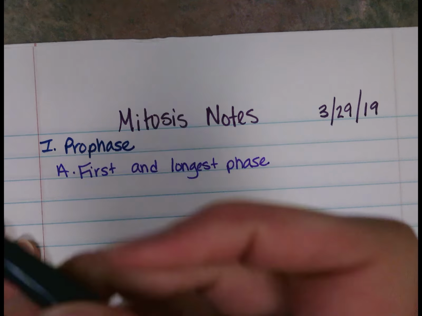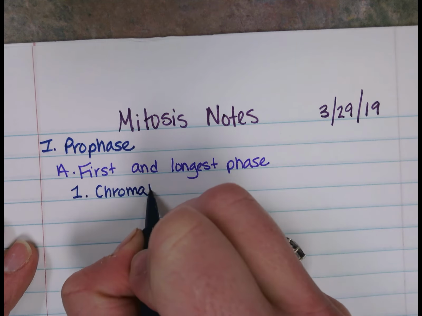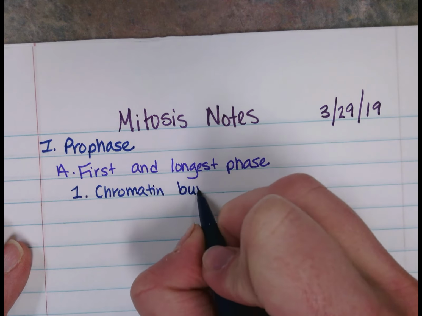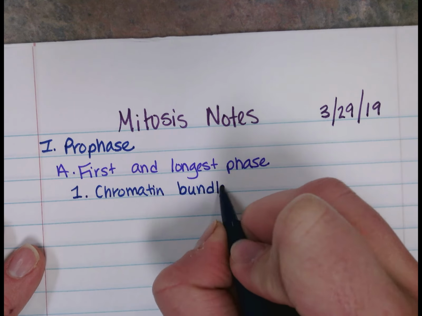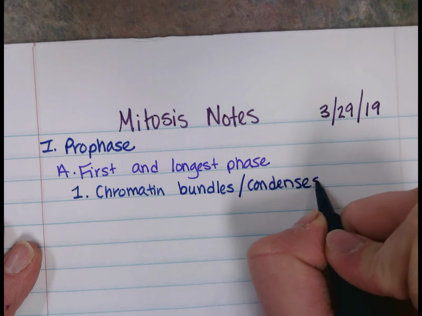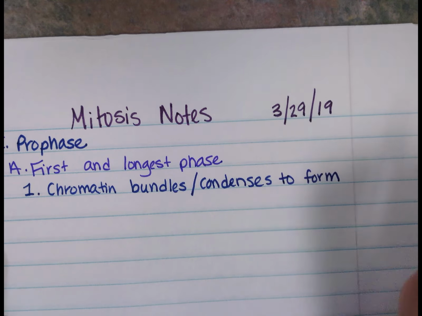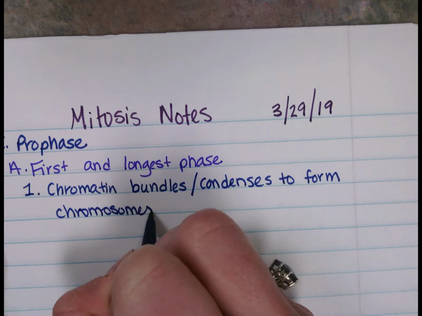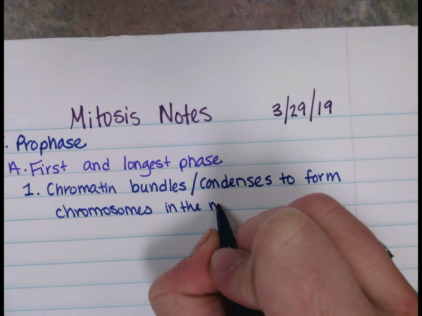Next part is where chromatin bundles up. So chromatin is just DNA. Bundles up or kind of condenses. A lot of times you're going to see the word condense, but I'll put bundles / condenses to form chromosomes in the nucleus. Remember those organelles.